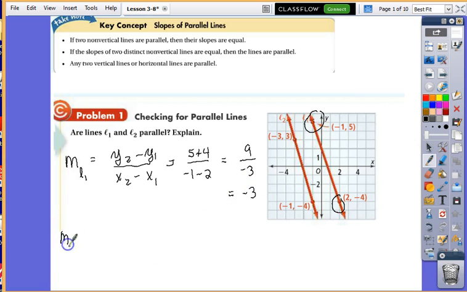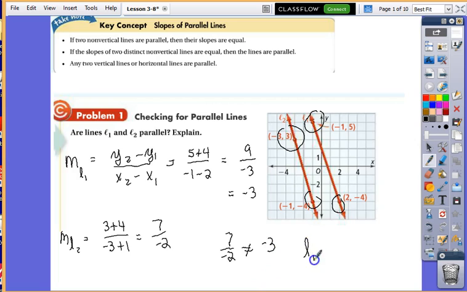I'm also going to find the slope of line 2. Same procedure here, my 2 points on line 2. So I'm going to do 3 minus a negative 4, which would be 3 plus 4, over negative 3 minus a negative 1, which would be negative 3 plus 1. That's equal to 7 over negative 2. That does not simplify. Since 7 over negative 2 does not equal negative 3, line 1 is not parallel to line 2. Their slopes must be equal for the lines to be parallel.